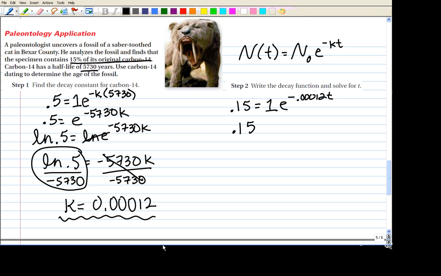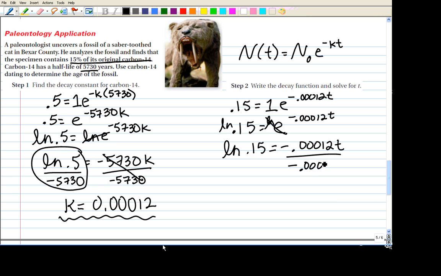So again, if we just want to simplify this a little bit so it's not so scary, taking out the 1 doesn't really change anything. Anyways, let's go ahead and take the ln of both sides, just like we did before. We're following the same process. ln of 0.15 equals, so whenever we take the ln of both sides, the ln and the e will cancel. And we'll just be left with that negative 0.00012 times t. To get t by itself, divide it by this crazy long decimal.